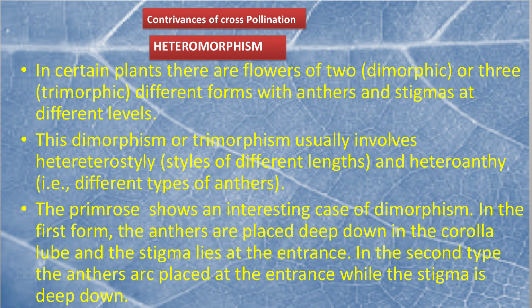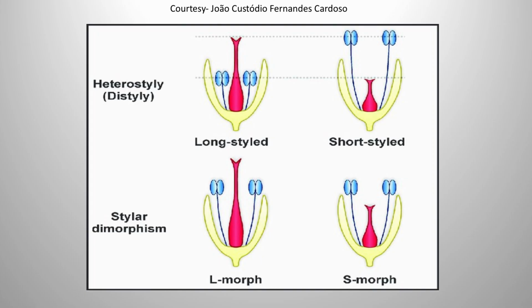So, the next contrivance of cross pollination is heteromorphism. In some plants there are dimorphic conditions and trimorphic conditions of flower. That means two morphological conditions or three morphological conditions. So, that is known as heteroanthy if anthers are placed in different positions, or heterostyly if styles are present in different positions. So, in so many plants this dimorphic and trimorphic conditions are seen, because of which this heteromorphism condition is seen, and that is what we have already discussed in case of self sterility or self incompatibility. So, you can see the slide.